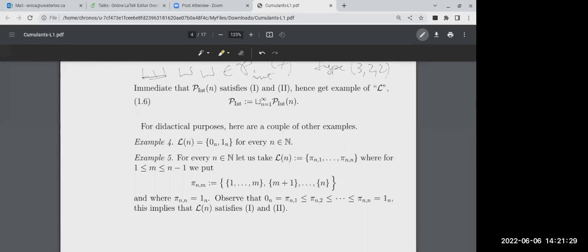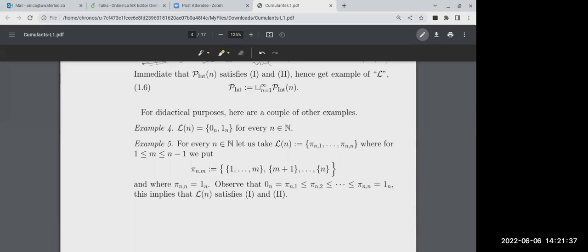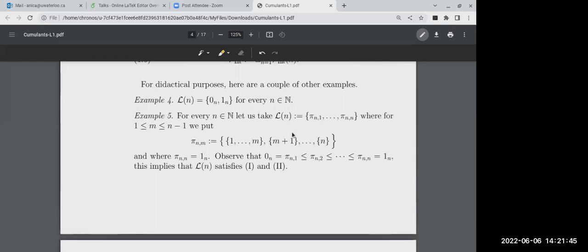Here, I say, for didactical purposes, there are examples galore actually. For instance, you could take L of n to be as small as possible, just containing 0n and 1n. Or you could take L of n to be what you call a flag, a collection of partitions which are in increasing order. It's obvious that this satisfies 1 and 2, and they will survive a bit further, not all the way to the end. But anyway, these are didactical examples.